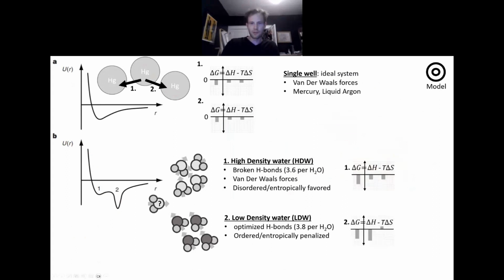And this actually makes the energy a little bit different. If this water molecule is trying to choose who to hang out with, the high density or the low density, the high density water is entropically favorable. You get more energy from the disorder, but you have poor enthalpy from bonding because of the van der Waals and the poor hydrogen bonds. Whereas low density water is the opposite. You have an entropic penalty because you have to stay nicely aligned, but you do get more energy from the hydrogen bond.